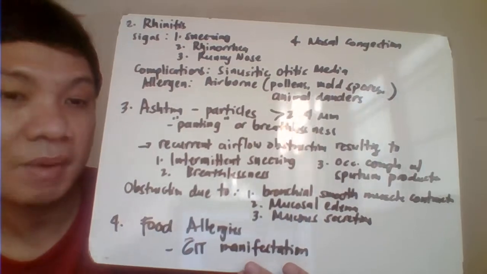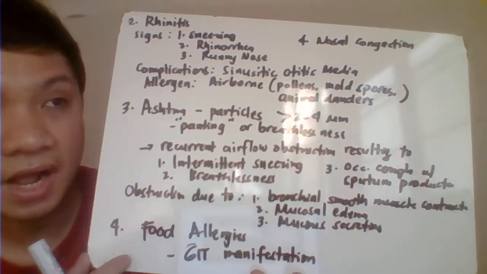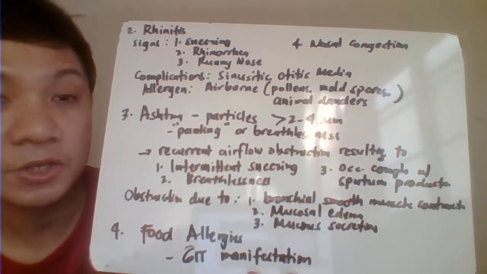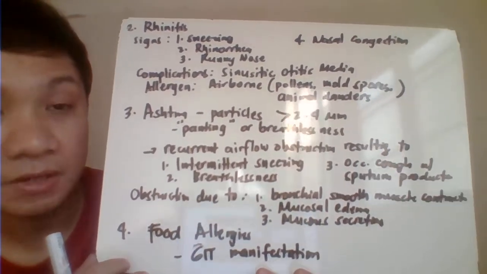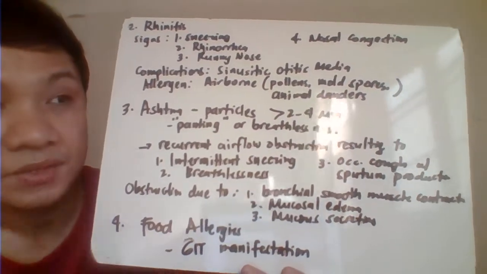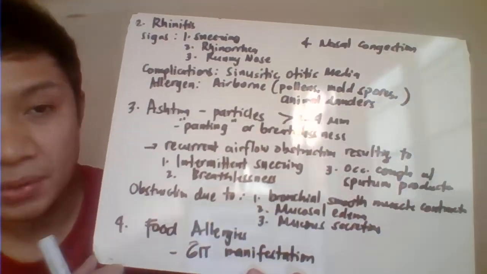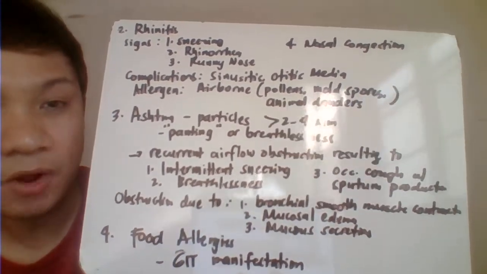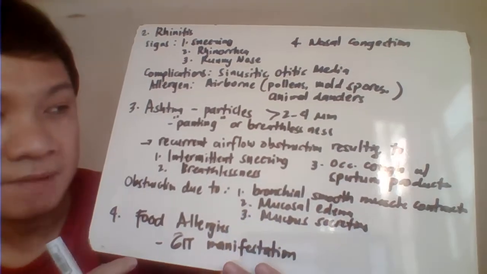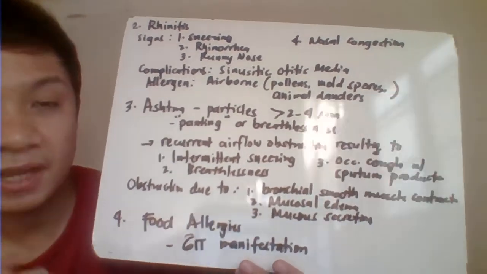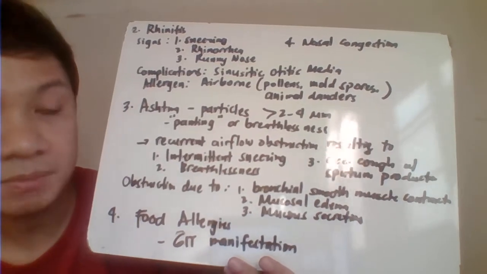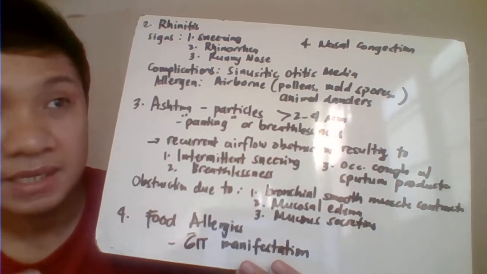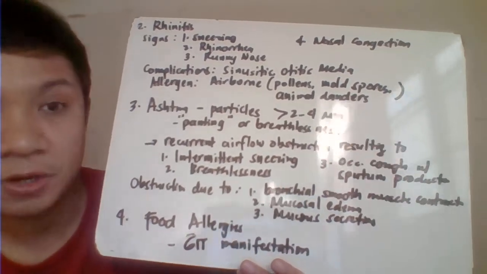Then we have asthma, another type 1 hypersensitivity reaction. This is characterized by exposure to large allergens, usually more than 2 to 4 micrometers in diameter, and is described as panting or breathlessness. We describe asthma as recurrent airflow obstruction, pabalik-balik, primarily because of bronchial smooth muscle contraction and mucous gland secretions, which result in mucosal edema and mucous secretion.